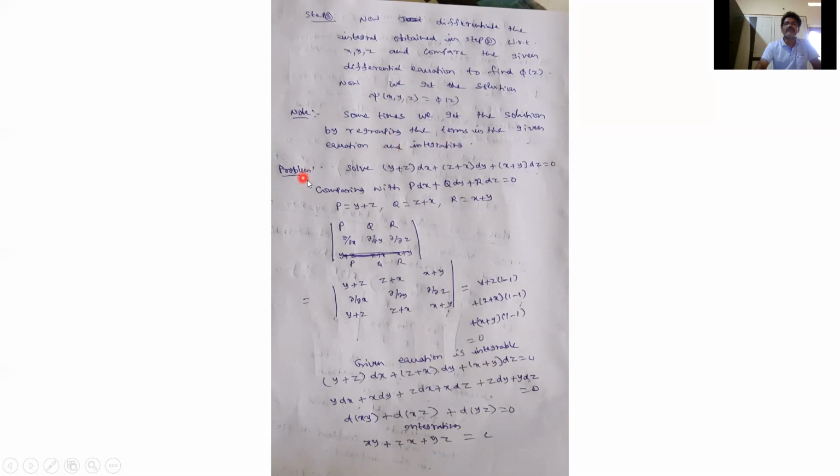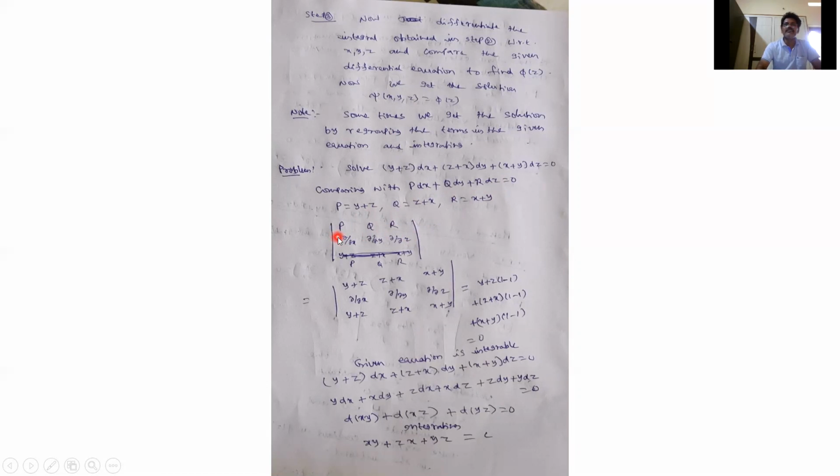Example, problem 1. Solve (y plus z) dx plus (z plus x) dy plus (x plus y) dz equals 0. Comparing with P dx plus Q dy plus R dz equals 0, here P is equal to y plus z, Q is equal to z plus x, R is equal to x plus y. So now, first verify the condition of integrability.